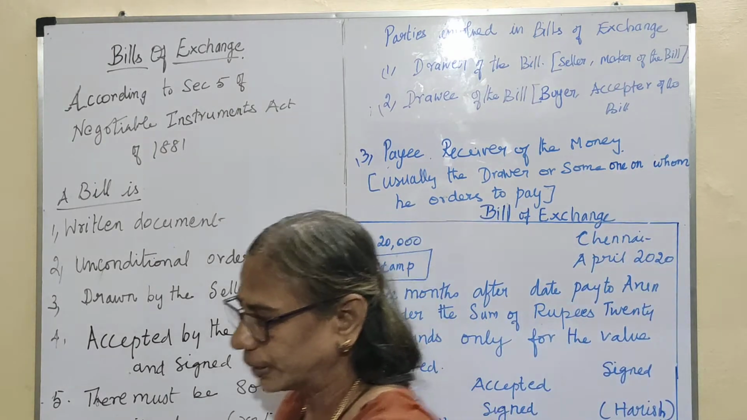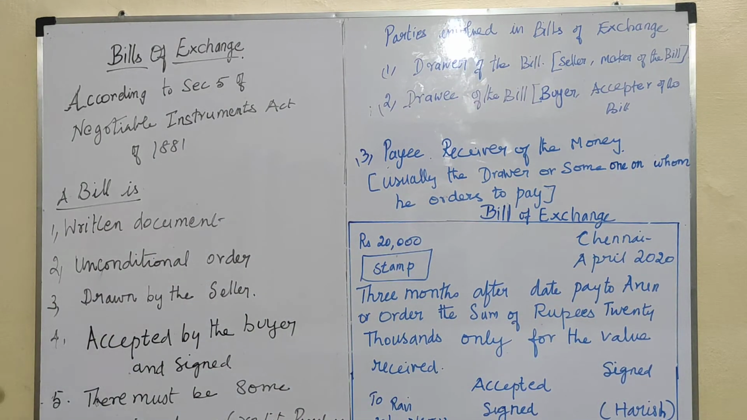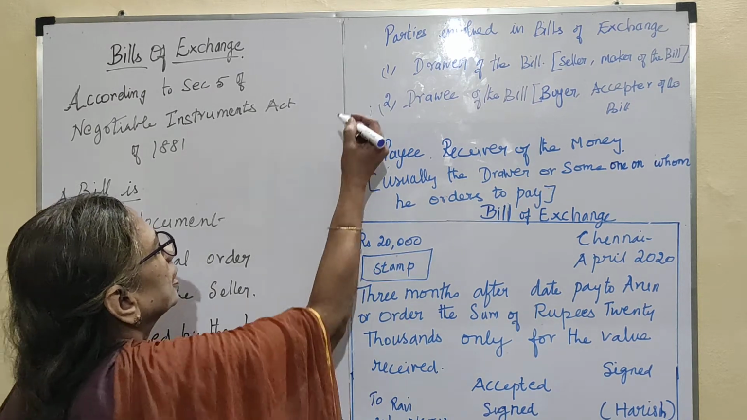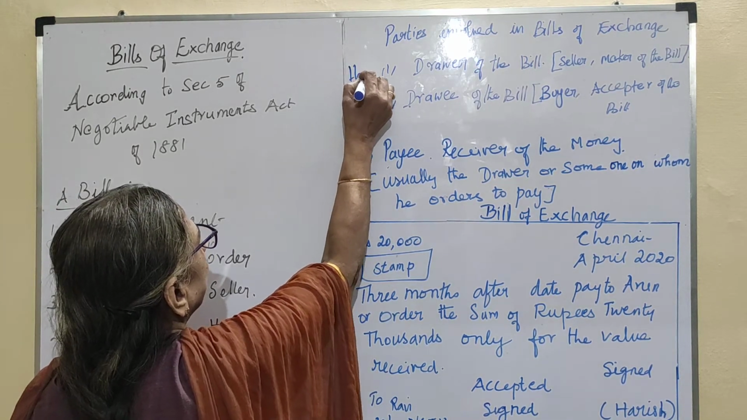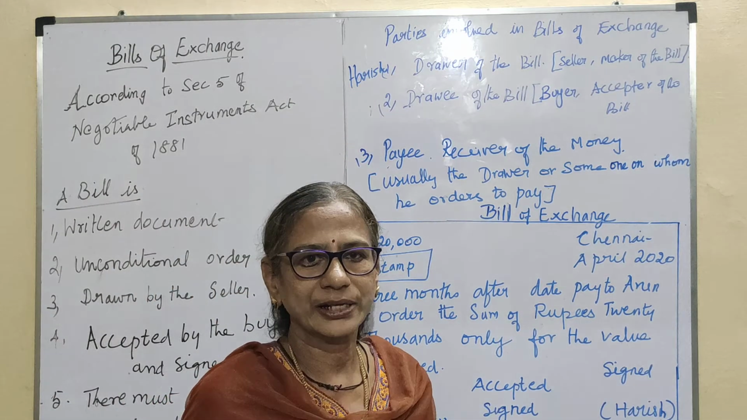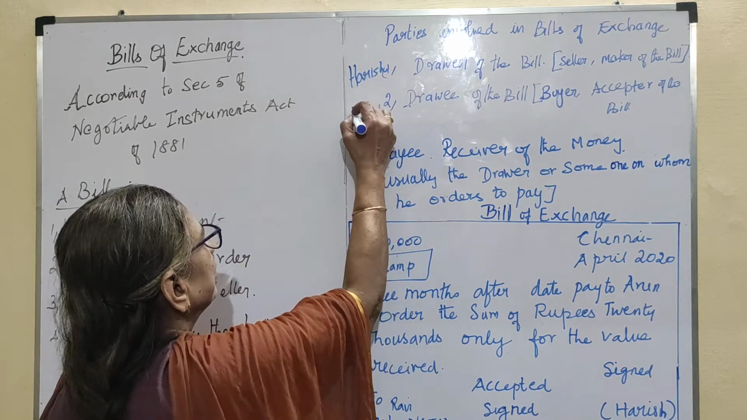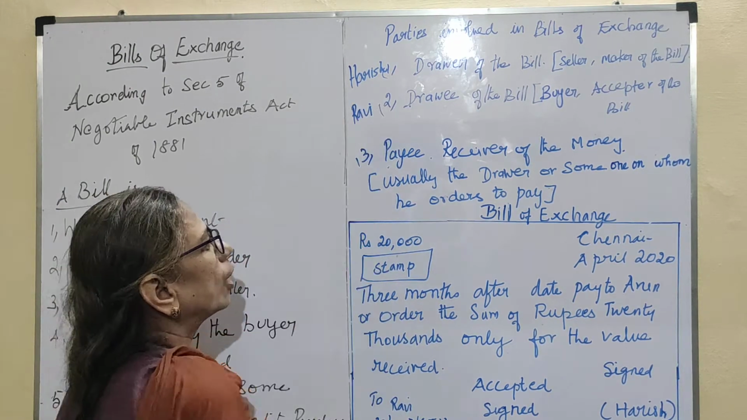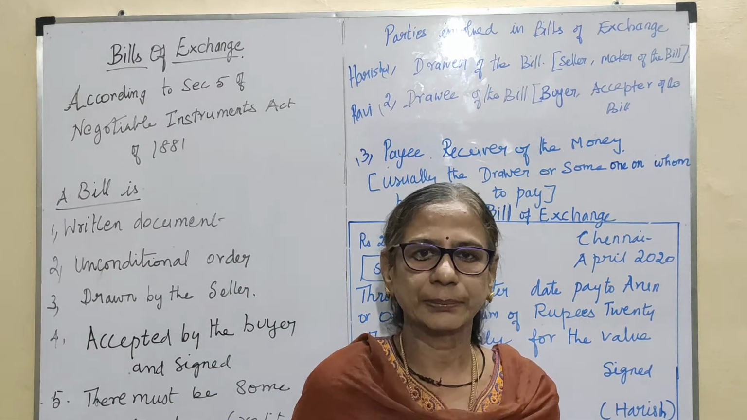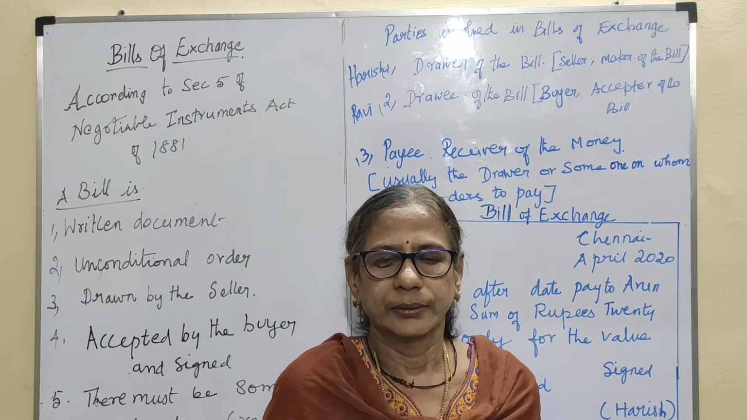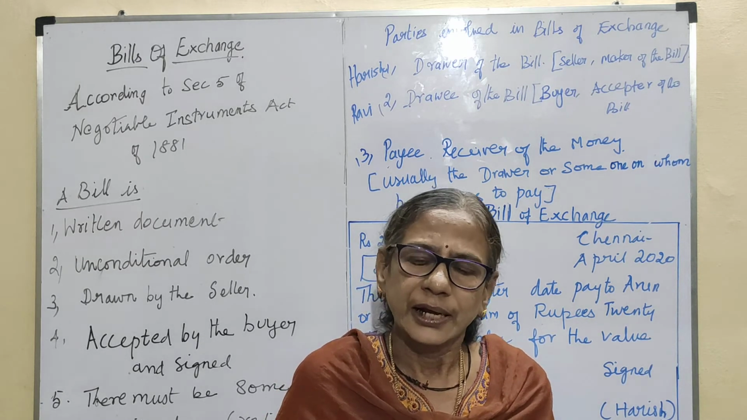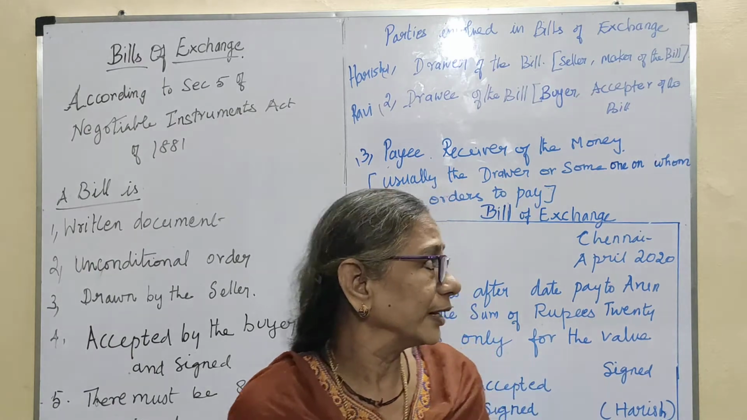Now let us assume one transaction. Suppose Harish, the drawer of the bill, sells goods on credit basis to Mr. Ravi. Okay, now Harish, who sells the goods, makes the bill, asking Mr. Ravi to pay the bill to someone else, maybe X or Y. Now let us see.